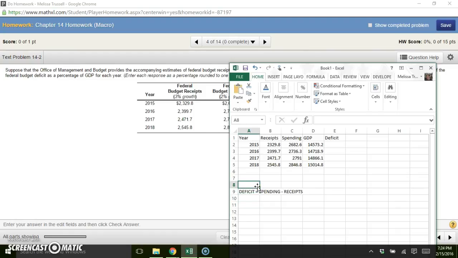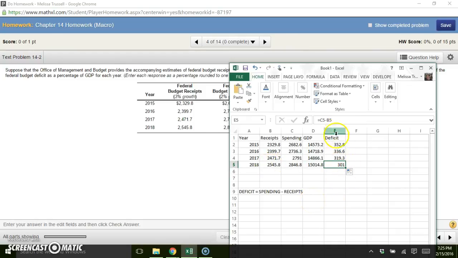Or you can think about it as how much more they're going into debt every year. That difference between what they spend and what they bring in. So for deficit, I'm just going to ask Excel to do this calculation. I'm going to say, okay, I want my spending, which is this guy, in cell C2, minus my receipts for the year of 2015. And Excel tells me my deficit for that year is 352.8. And I'll just have it fill in all the way down the table. So now I have my deficit for each year. I have my spending minus my receipts for each year.